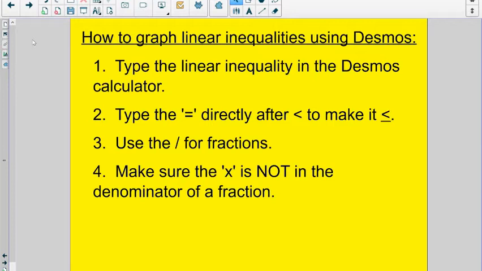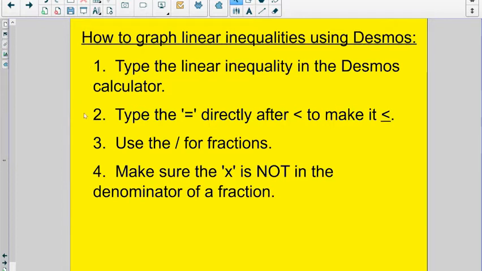Okay, we've used the format before. We know it's at desmos.com, and we click the graphing calculator button. But once you get in there, we want to start by doing number one. Type the linear inequality into the Desmos calculator, in the editing area.